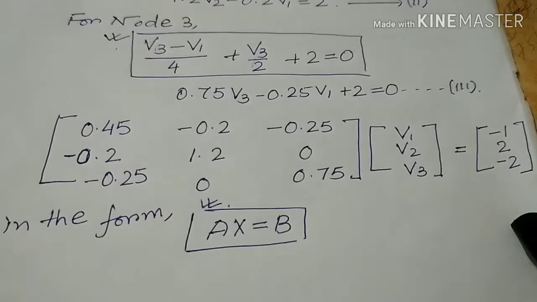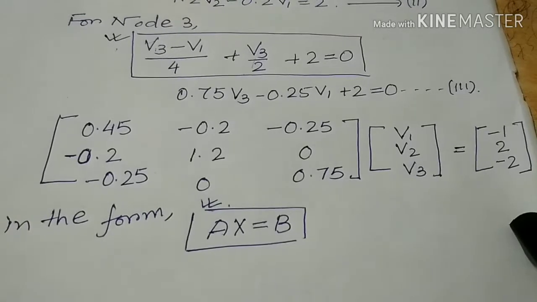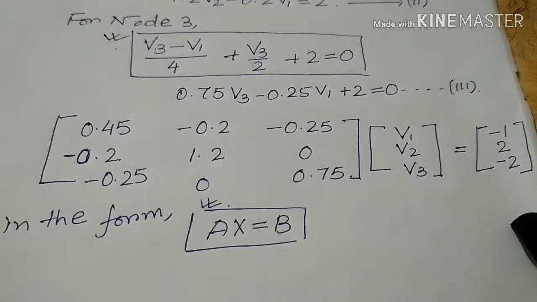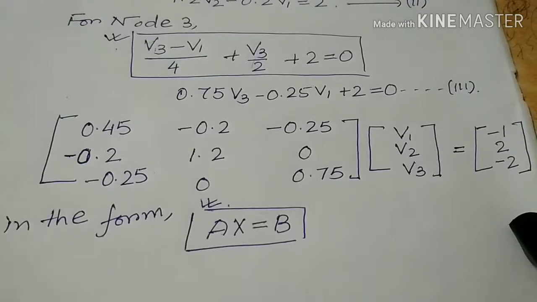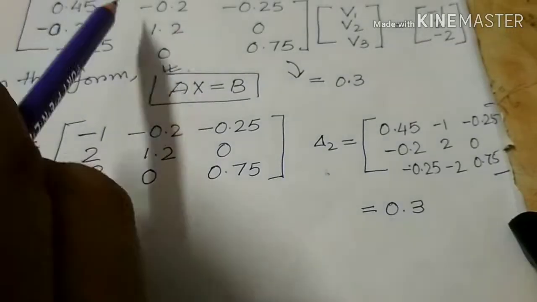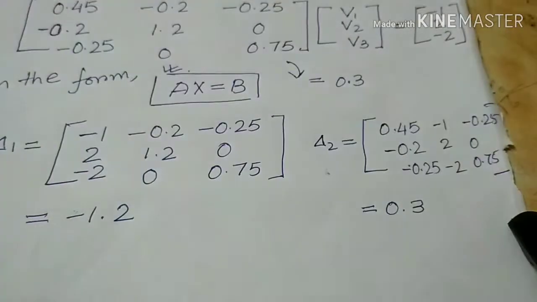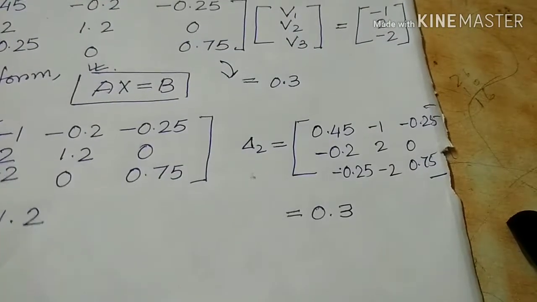So we find V1, V2 and V3. But for our calculation of current and voltage drop through the 5 ohm resistor, we need to calculate V1 and V2 only. By Cramer's rule, solving the equations, we need to calculate del 1 and del 2. The value of del equals 0.3, del 1 equals minus 1.2 and del 2 equals minus 0.3.